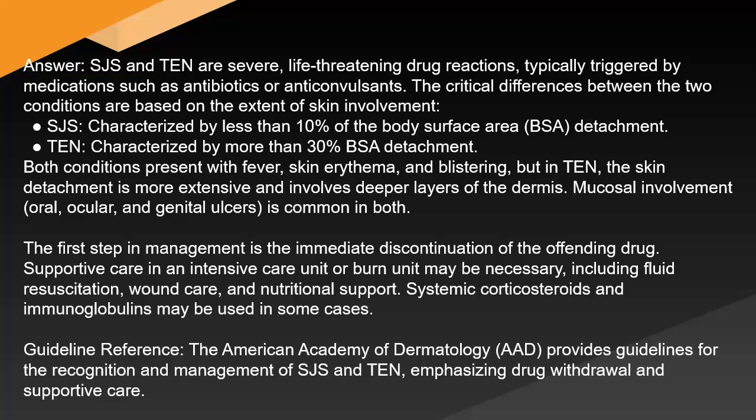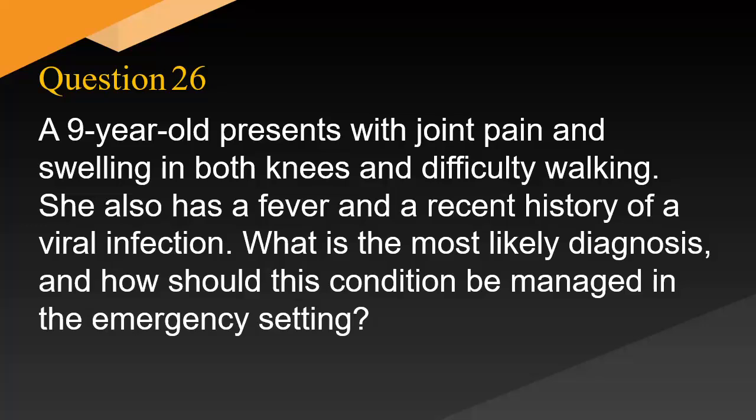The first step in management is the immediate discontinuation of the offending drug. Supportive care in an intensive care unit or burn unit may be necessary, including fluid resuscitation, wound care, and nutritional support. Systemic corticosteroids and immunoglobulins may be used in some cases. Guideline reference: The American Academy of Dermatology (AAD) provides guidelines for the recognition and management of SJS and TEN, emphasizing drug withdrawal and supportive care. A 9-year-old presents with joint pain and swelling in both knees and difficulty walking.